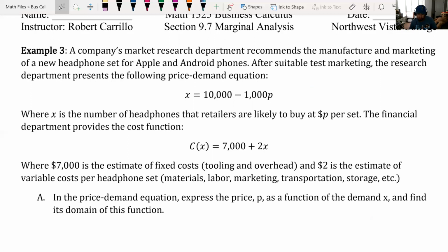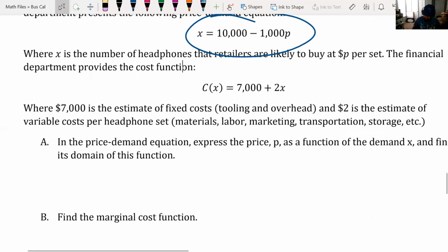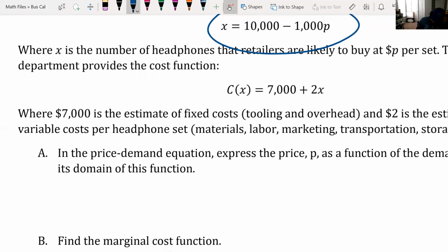Okay, so in the price-demand equation, the first equation given above, express the price P as a function of the demand X and find the domain of the function. So to put it in English, solve this equation for P. Solve for P. That's all it says. All right, I can zoom in a bit. Let me put X equals 10,000 minus 1,000P. Okay, we're going to solve this for P.